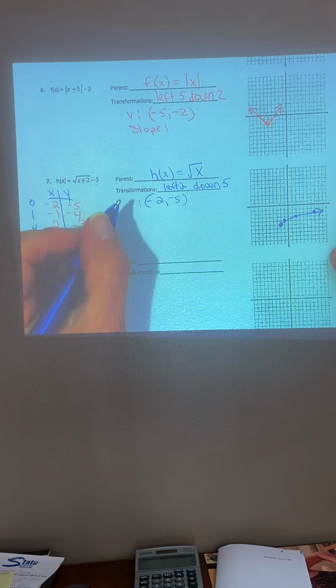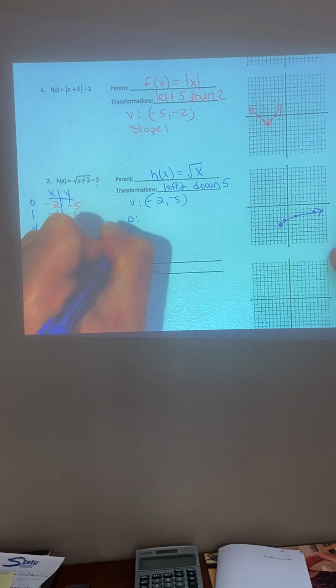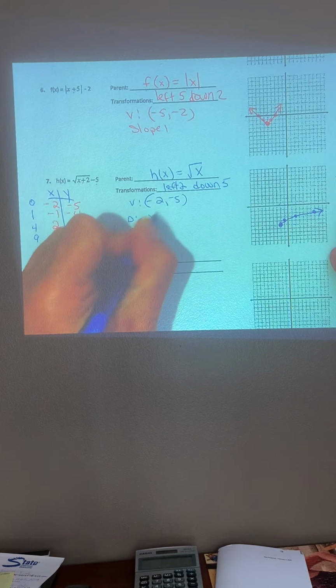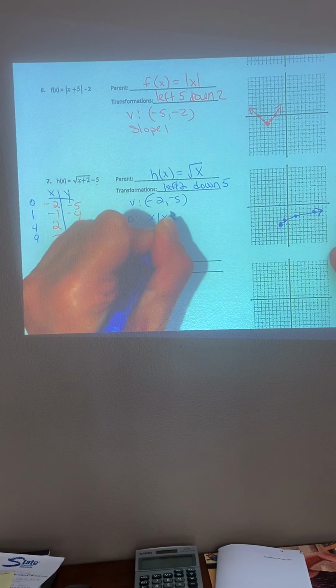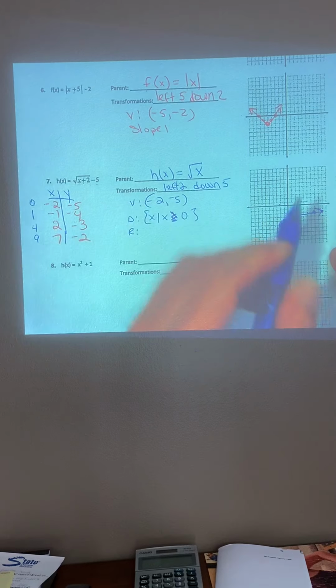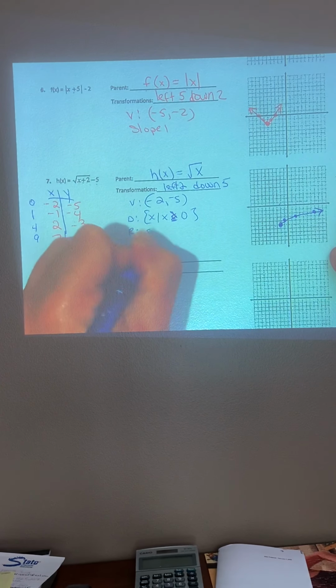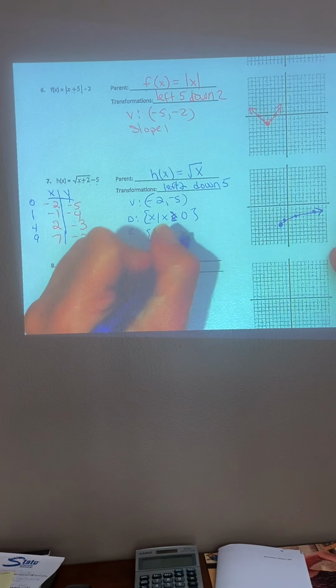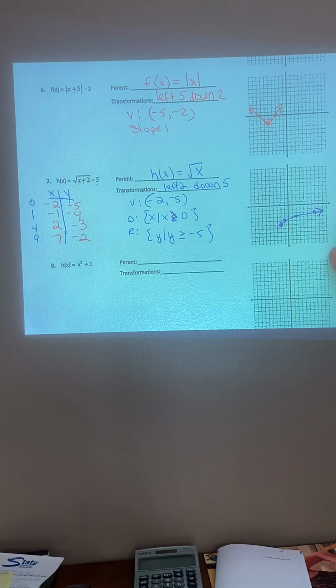And again, just to remind you of the domain and range, because there's some problems in your homework. The domain, x such that x is greater than or equal to 0. Okay, domain. Range, y such that y is greater than or equal to, in this case, negative 5.